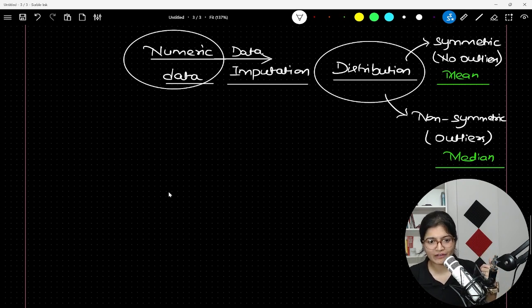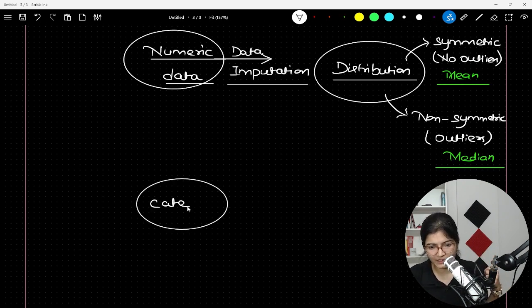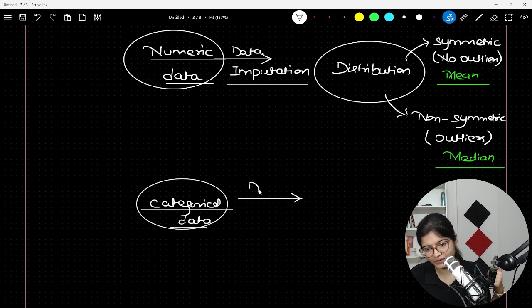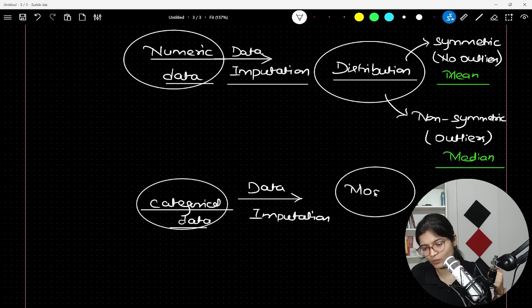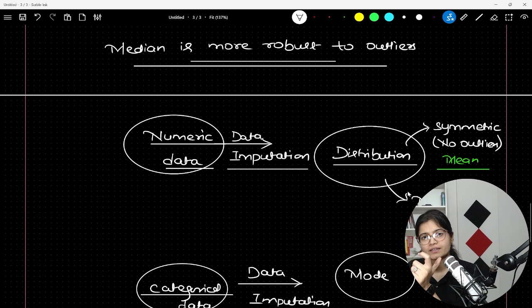Let's say you have categorical data. In that case, we can go for data imputation with the mode. How is the mode evaluated? Basically, it depends on the frequency. Whichever value has the higher frequency, with that value itself I will do the imputation. That's it. This is the imputation via the mean, median or mode.